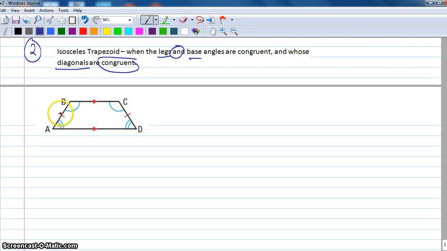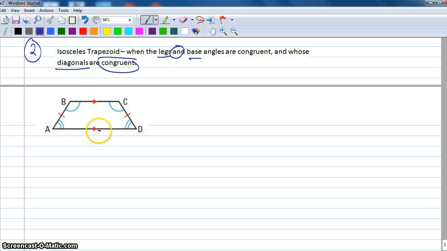So this picture here shows the legs. See the legs? The legs are congruent, and the base angles are congruent. These are the base angles, the bottom ones. If you flip it over, that would be the base, but this is the top. So you really have two bases, it just depends which way it's standing or sitting. So the bottom left equals the bottom right, and the top left equals the top right.